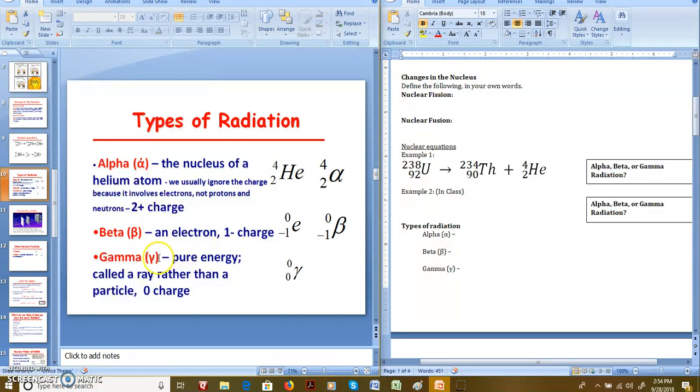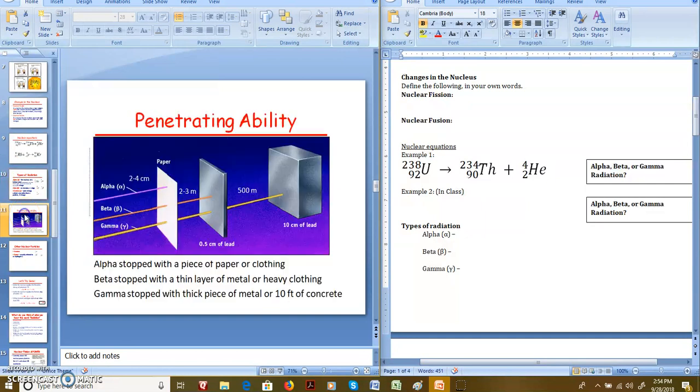All right, moving down to gamma. Gamma is what we call pure energy. It's not a particle, and it doesn't have a charge. But when you have gamma radiation coming off of something, you have a lot of energy, all right? And we use this little squiggly Y symbol to represent gamma. So looking at these guys, you can see that alpha rays can be stopped by a piece of paper.